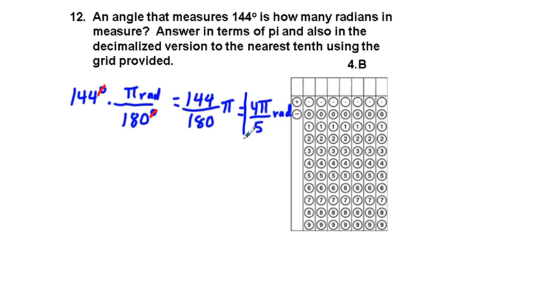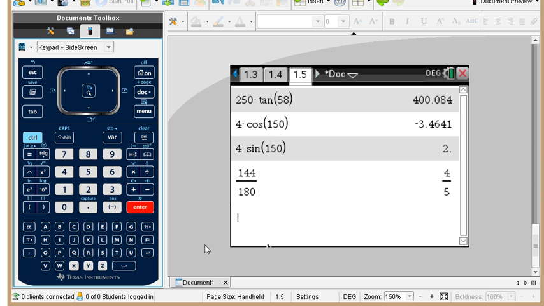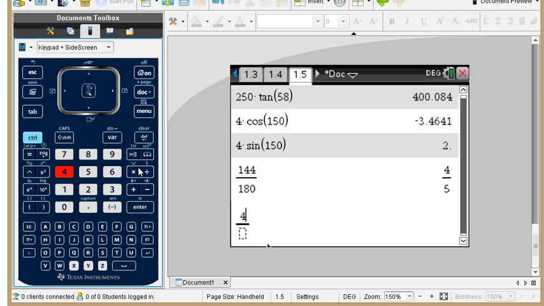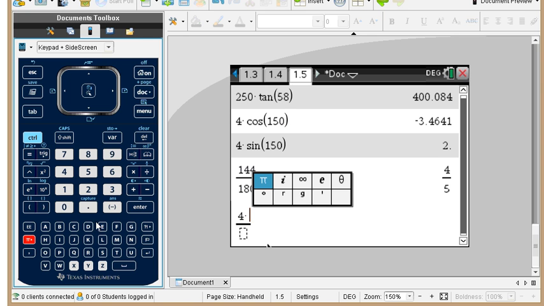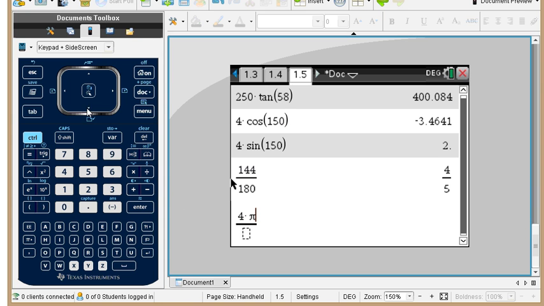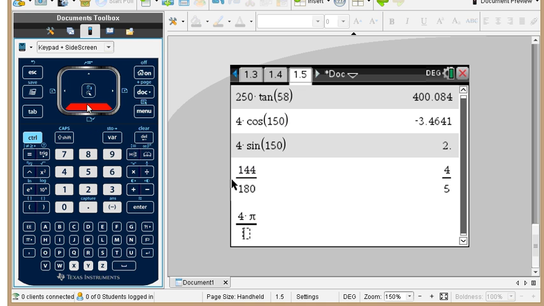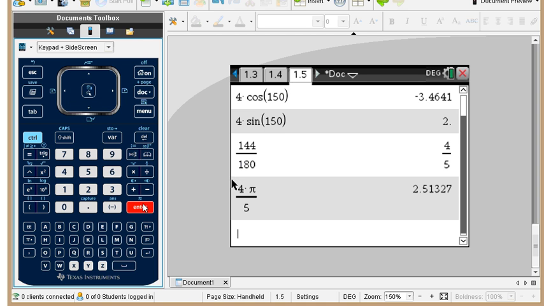And sometimes if you just have it in terms of pi, that kind of assumes radians. I put rad just to be sure. Now, for the decimalized version, we just have to find out what that is when we put this in the calculator. So we're going to take 4 times pi over 5 and see what we get.